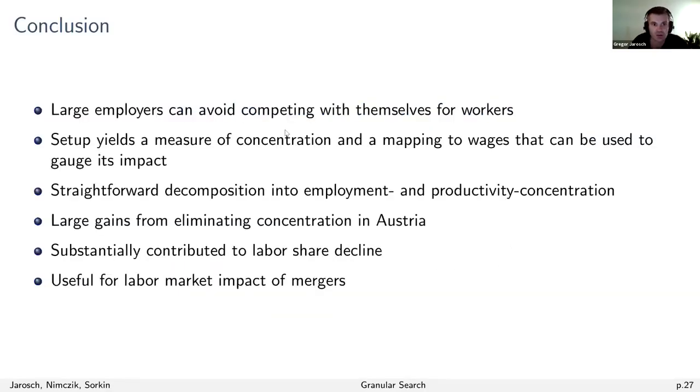Here's my conclusion. The basic notion is these big shops can avoid competition across the various jobs they control. That gives them market power. We show you how to measure concentration, and how that maps to wages. The setup allows us to distinguish between these two different forms that people have thought about quite a bit: employment concentration and pure productivity concentration. And the way I think about these quantitative exercises is that they really just suggest that this type of market power is a potentially forceful tool of rent extraction for employers.